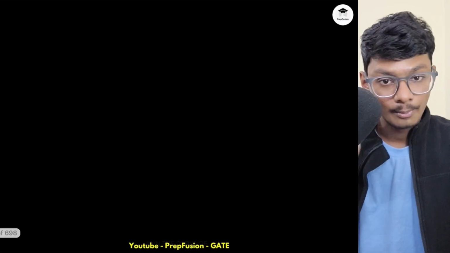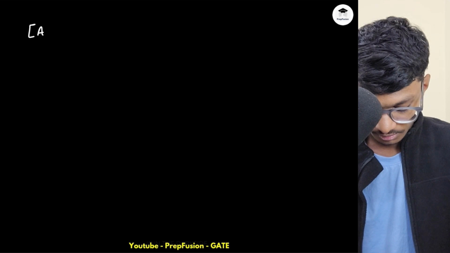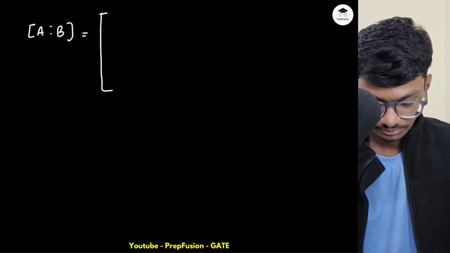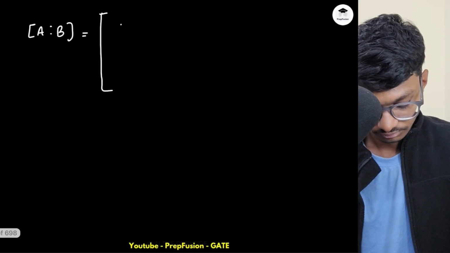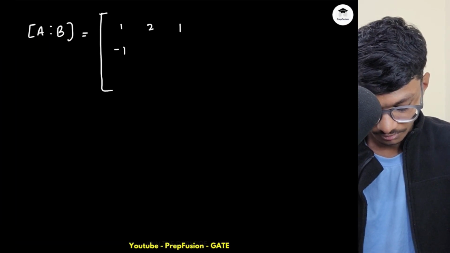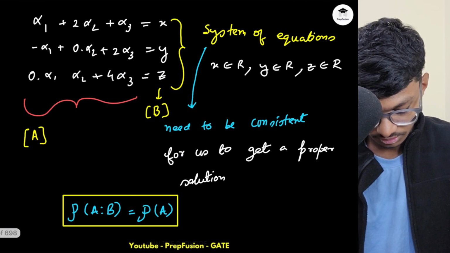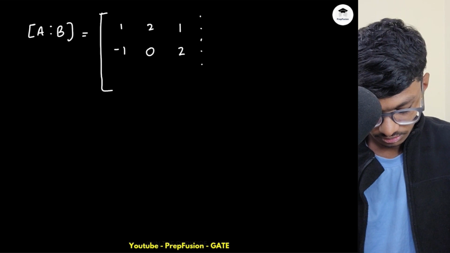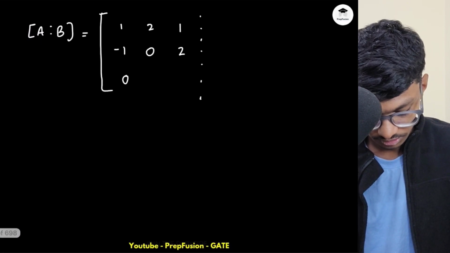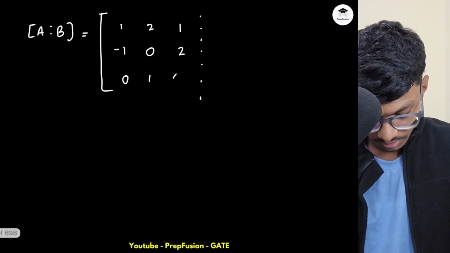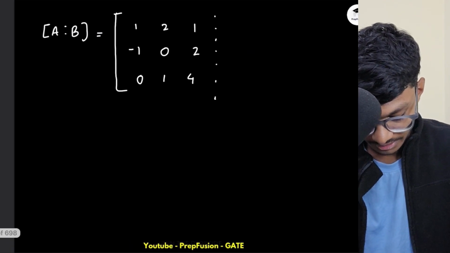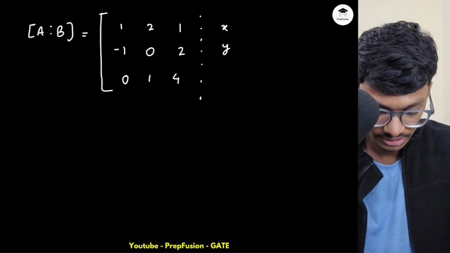So let me write this in the matrix format now. A, B. Okay. So this will be 1, 2, 1, minus 1, 0, 2, 0, 1 and 4, right? And my B matrix is this, x, y, z. So B, x, y, z can be anything, right? x, y, z is varying this time.